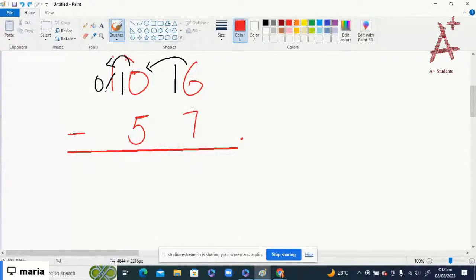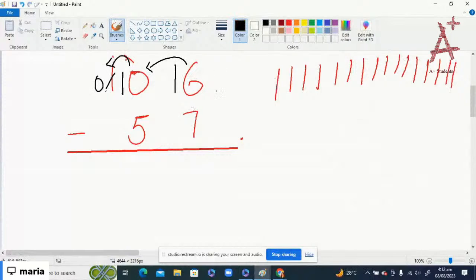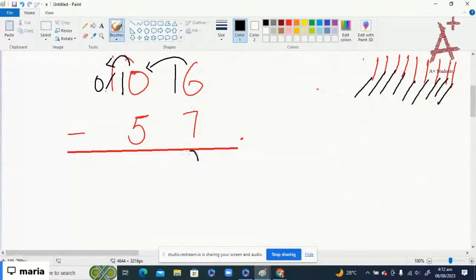Draw 16 lines. 1, 2, 3, 4, 5, 6, 7, 8, 9, 10, 11, 12, 13, 14, 15, and here is 16. How many lines do you remove? Only 7 lines. Remove 7 lines. 1, 2, 3, 4, 5, 6, and 7. How many are left? 1, 2, 3, 4, 5, 6, 7, 8, and 9. 9 lines are left. I'm going to put 9 here. Clear about this question?